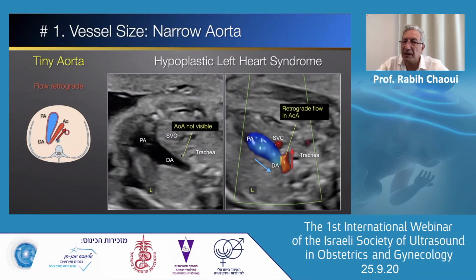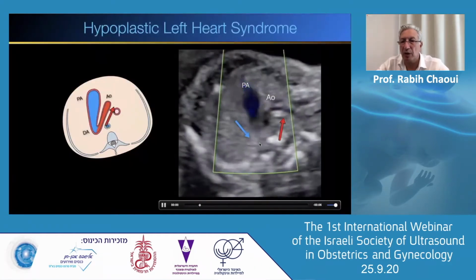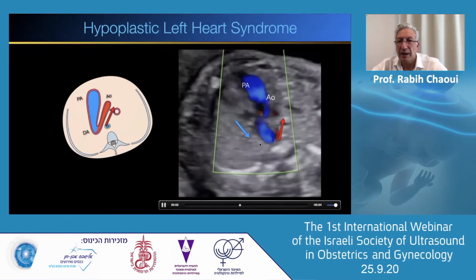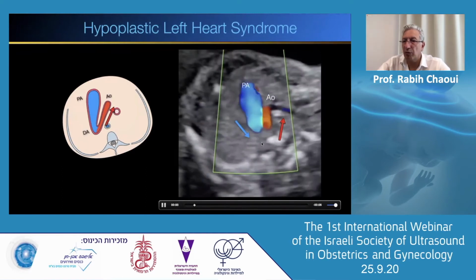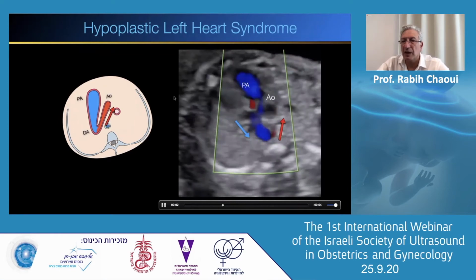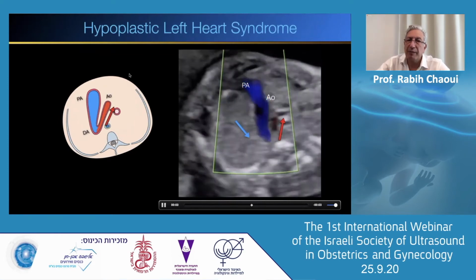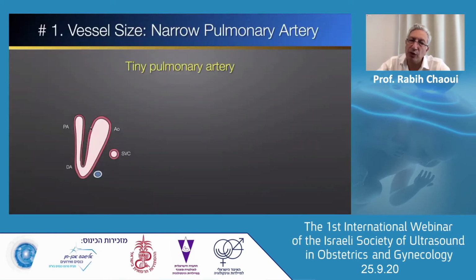Sometimes you may not see the aortic arch, especially in the case of a hypoplastic left heart syndrome, but this is a clue in combination with the four-chamber view appearing abnormal. Now we see here an example on color Doppler as well, showing the typical reversal flow in combination with the abnormal four-chamber view you may see then. Now we move to a tiny pulmonary artery. Theoretically, when I do the drawing, I should draw it this way. But if you look more carefully, I will show you a new sign.